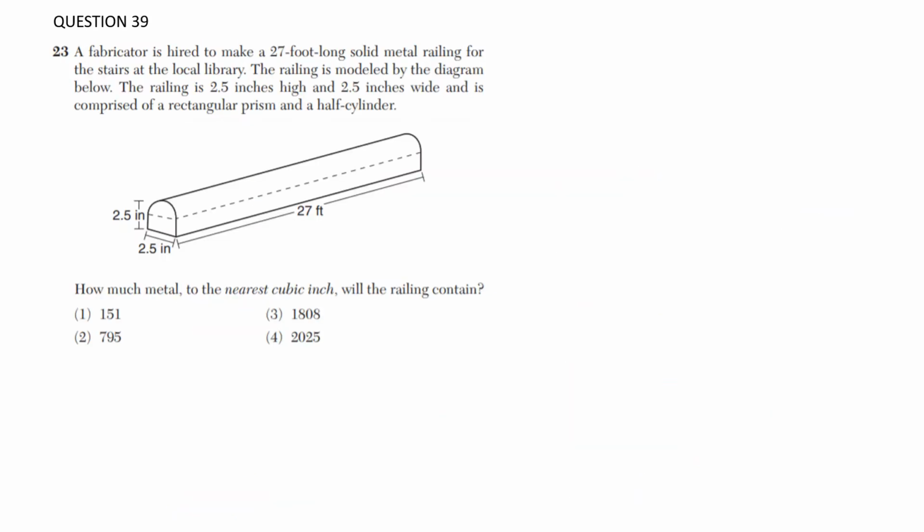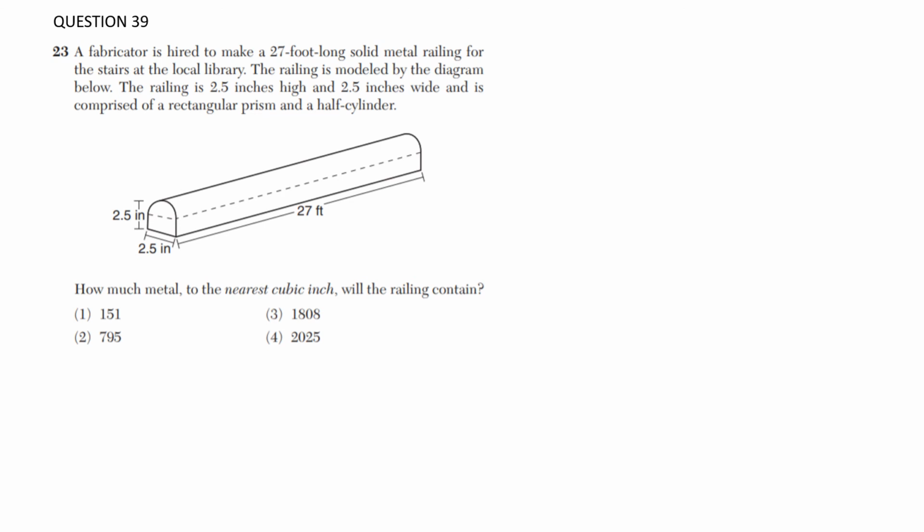In question 39, we have a fabricator hired to make a 27-foot long solid metal railing for the stairs at the local library. The railing is modeled by the diagram below. The railing is 2.5 inches high and 2.5 inches wide and is comprised of a rectangular prism and half a cylinder. How much metal to the nearest cubic inch will the railing contain?